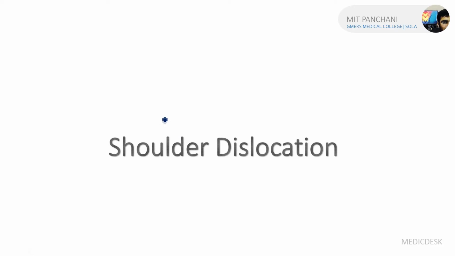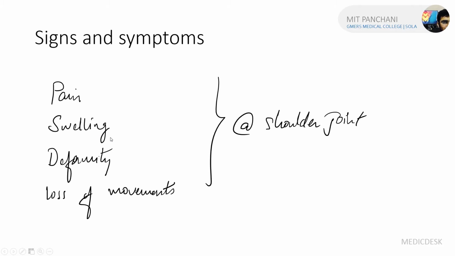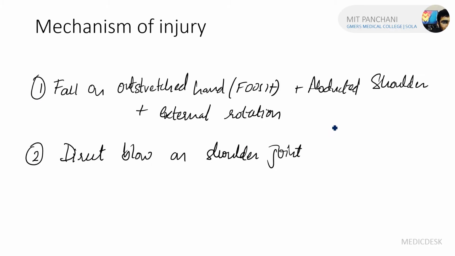In this video, we are going to discuss shoulder dislocation. The signs and symptoms again are the same, which include pain, swelling, deformity, and loss of movement at the shoulder joint. Now, the mechanism of injury: how shoulder dislocation occurs is a fall on outstretched hands plus abducted shoulder plus external rotation.